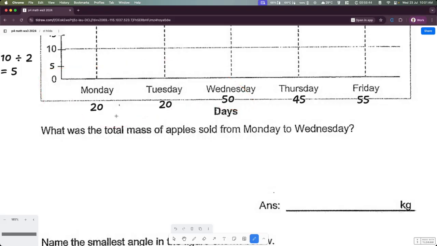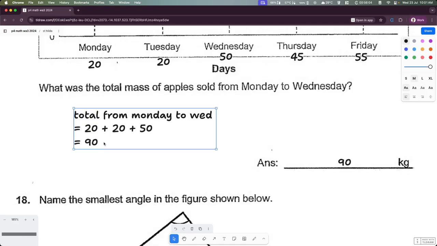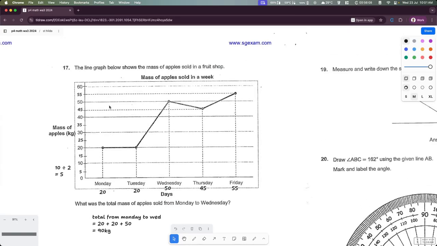Okay, so what we're gonna do is, right, total from Monday to Wednesday. So it's equal to basically 20 plus 20 plus 50. And this is equal to 90. So that's the answer. 90 kg, right? Total mass is 90 kg. All right, that's it. That's only the question.